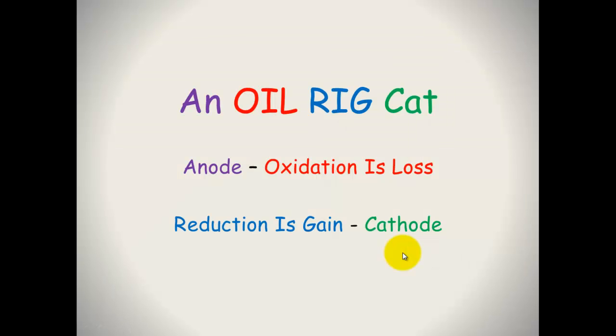Okay, the way to remember this is, we already know OIL RIG, now you're adding on AN OIL RIG CAT. Anode: oxidation is loss, reduction is gain, and that occurs at the cathode. AN OIL RIG CAT. Anode, oxidation is loss, reduction is gain, occurs at the cathode.